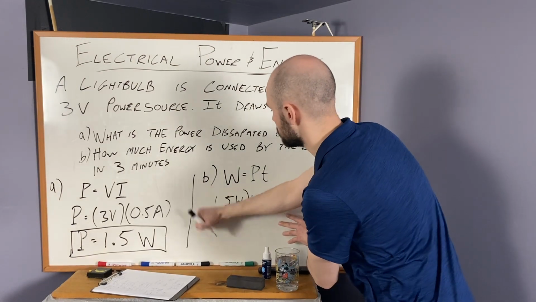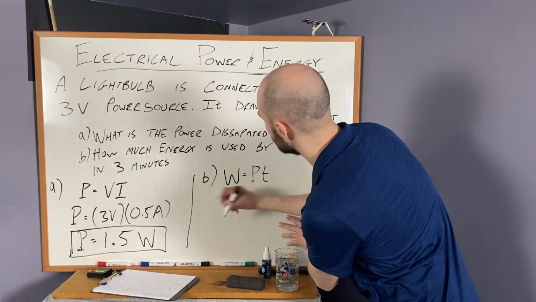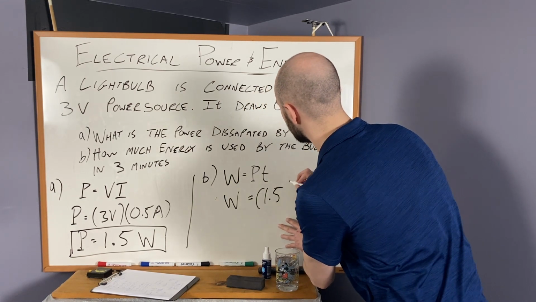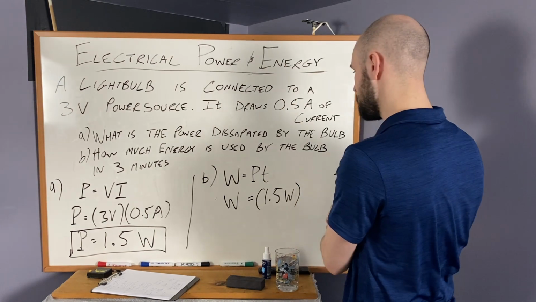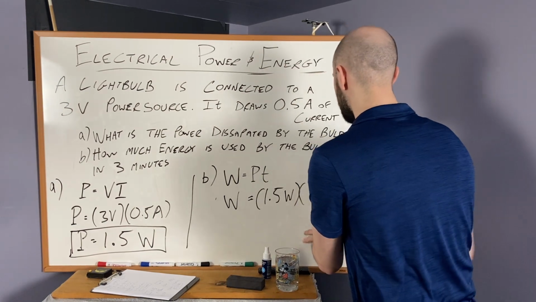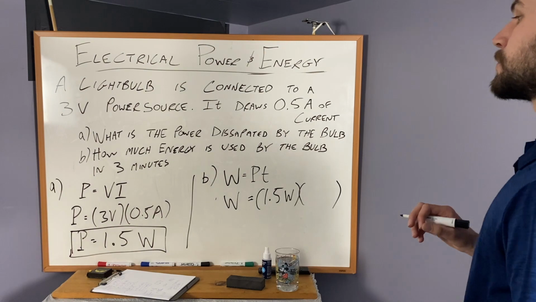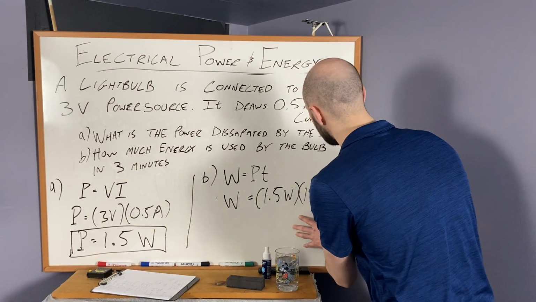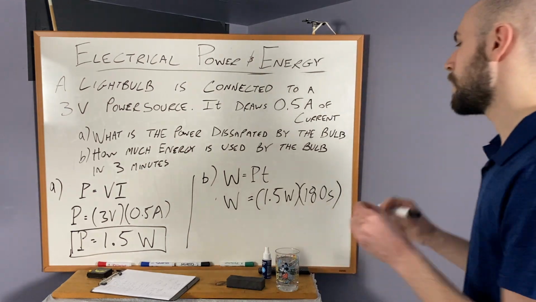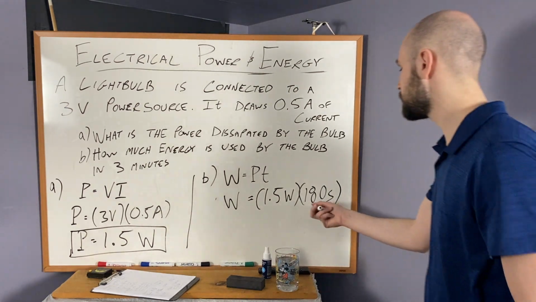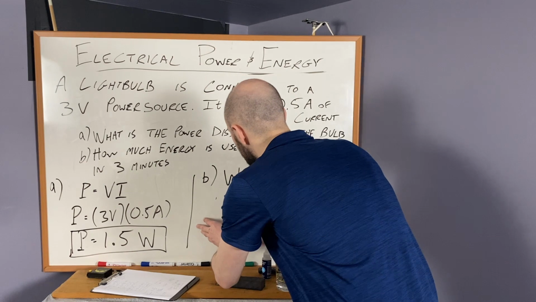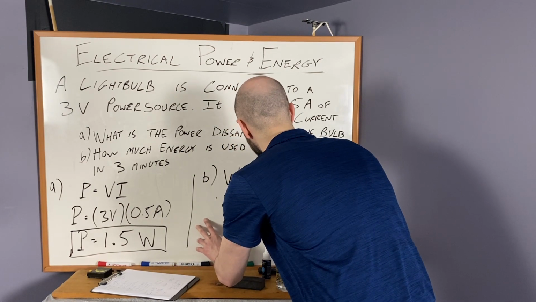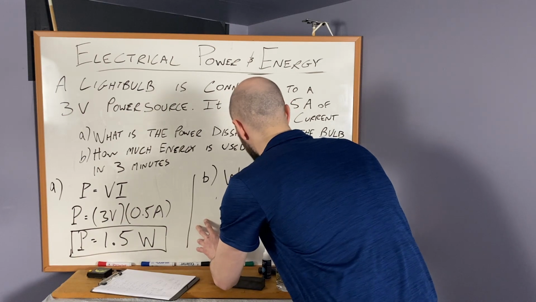Excuse me. I messed up here. We want the energy. We know the power is 1.5 watts, and the time is 3 minutes. So 3 times 60 is 180 seconds. 1.5 joules per second multiplied by 180 seconds. This circuit component uses 270 joules of energy in that time.